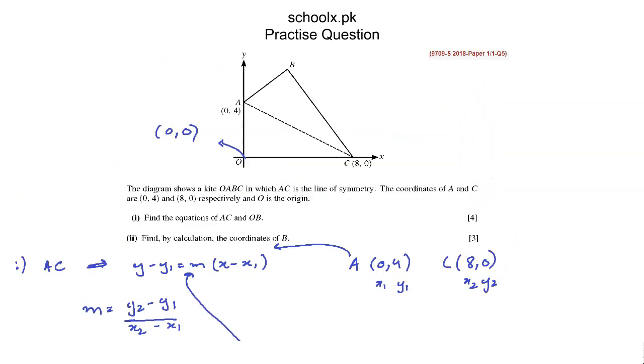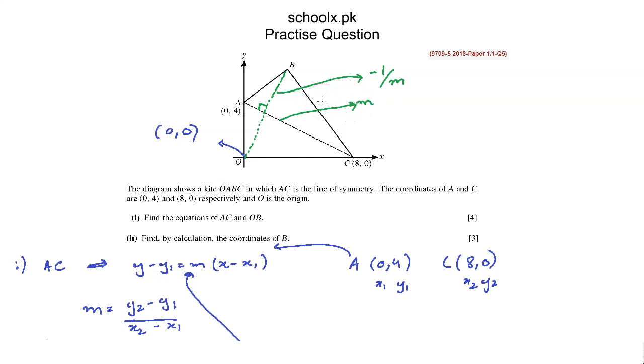Now moving on to finding the equation of OB. You can see that OB is perpendicular to AC, because this is a kite. In a kite, the line which joins these 2 points is always perpendicular to the line joining this point and this point. So the gradient of OB will be the negative reciprocal of the gradient of AC. If the gradient of AC is m, the gradient of OB will be negative 1 over m. It's a rule: perpendicular lines have gradients which are negative reciprocals of each other.